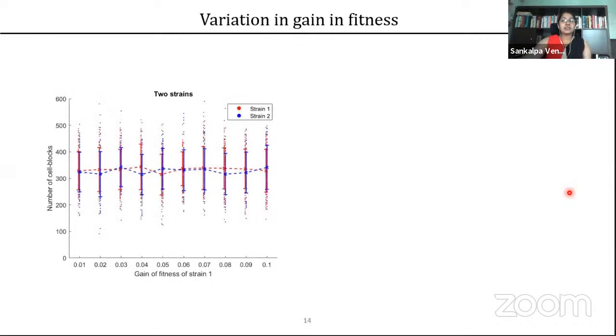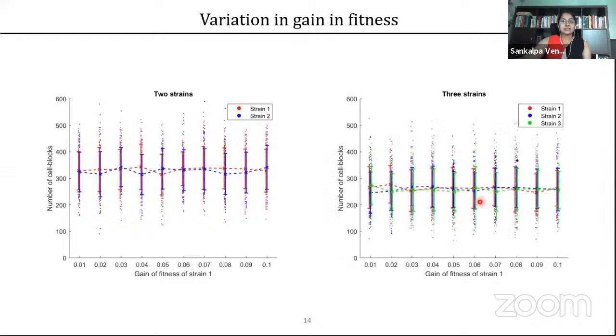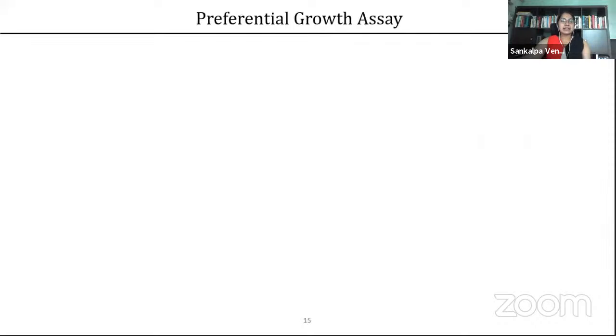And when we also looked at the gain in fitness, we found that the processes seem to show no real trend, and this is probably due to the stochastic nature of our models. So what we wanted to look at next was whether all these values that we saw was actually a result of model behavior and not of model breakdown.